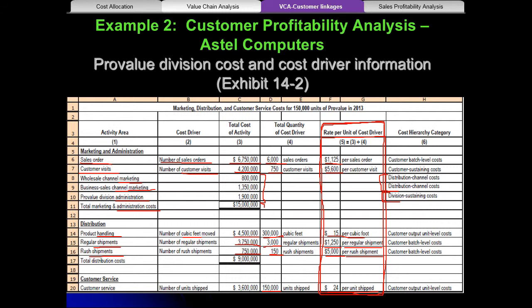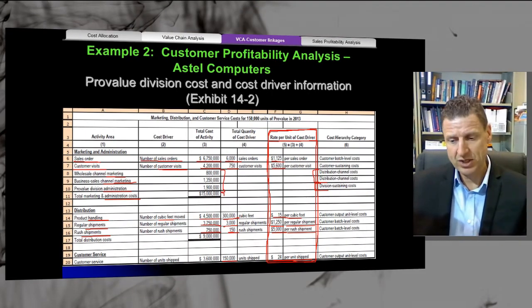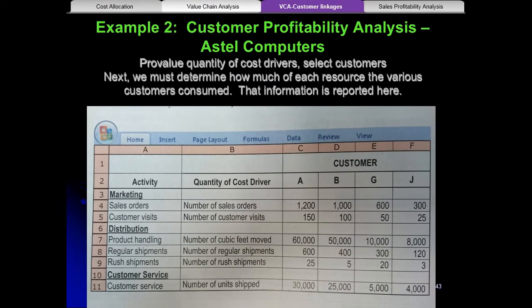So let's have a look at the next stage, where what we want to know next is what were the amount of resources that each of the different customers consumed of these cost drivers. Did your range of customers consume any of these resources differently? That's the big question. Let's have a look. Customer A, retail establishment A, had 1,200 sales orders, 1,000 sales orders for B, 600 for G, 300 for J.